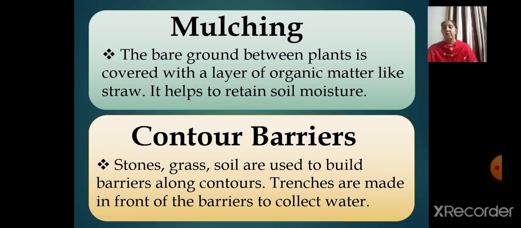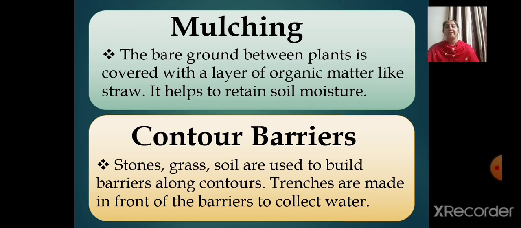Now mulching. What is that? Children, if you remember, in the main presentation that I gave you in the beginning of this chapter, not the revision, I gave you the image of each and every method of conservation. But here, I have just explained the meaning. Mulching: the bare ground between plants is covered with a layer of organic matter like straw. It helps to retain soil moisture.